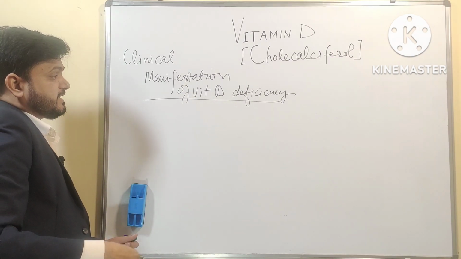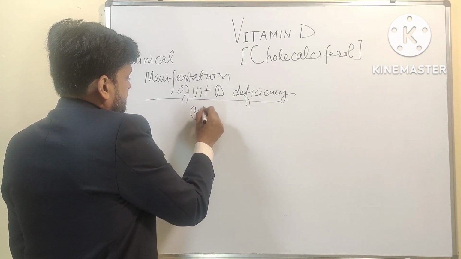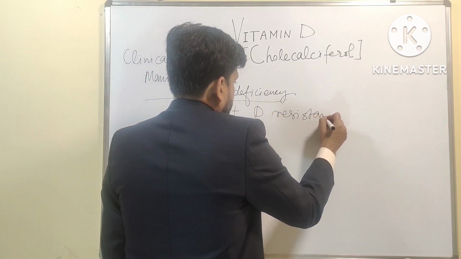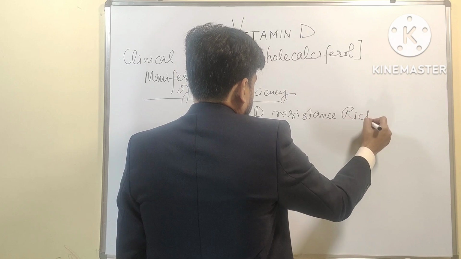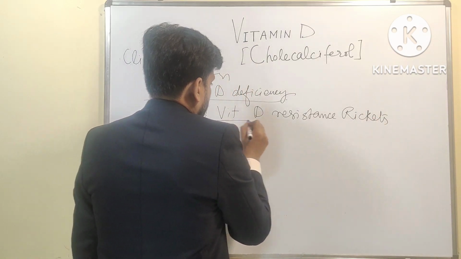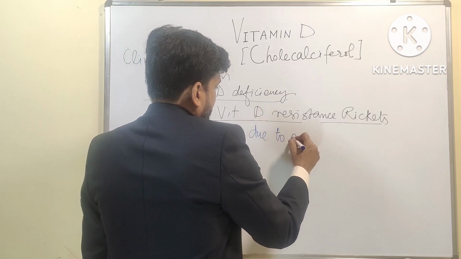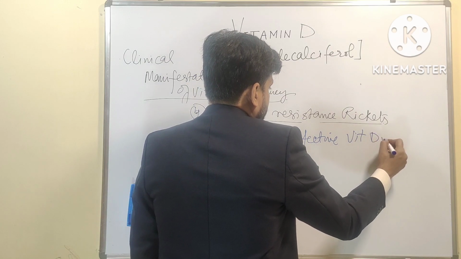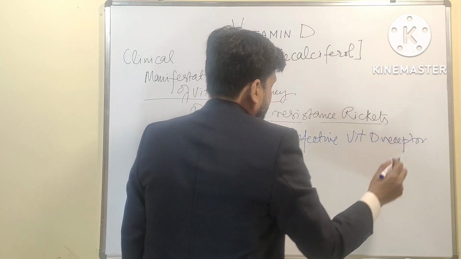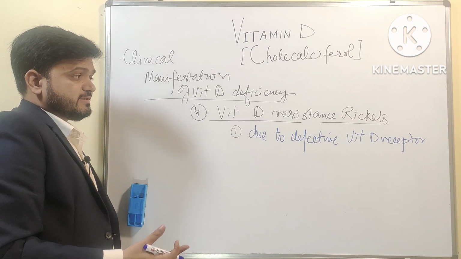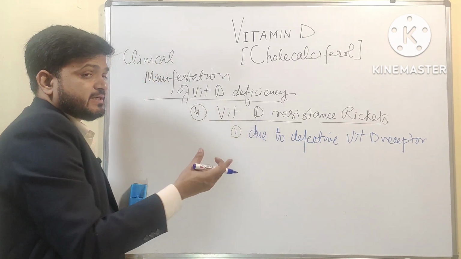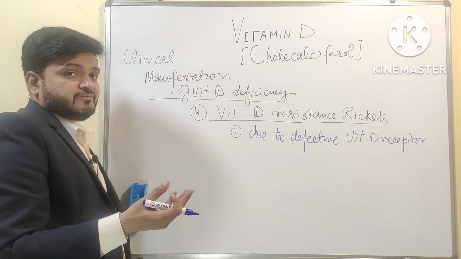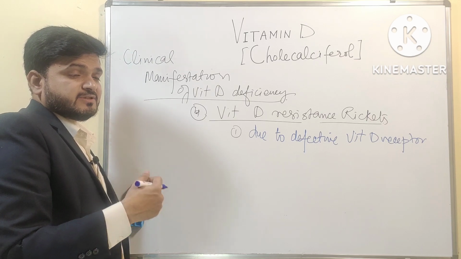Vitamin D resistant rickets is due to a defective vitamin D receptor. If the receptors are genetically abnormal, the vitamin cannot bind in the intestinal mucosa, the intestinal epithelium, and that person cannot produce enough calcium binding protein, so calcium cannot be absorbed.